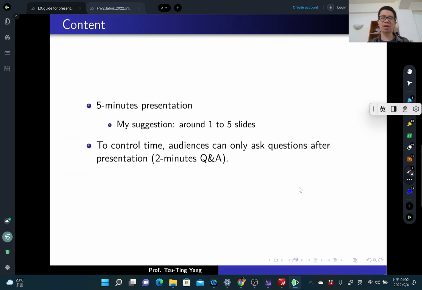And it is a 5-minute presentation. My suggestion is that you make just 1 to 5 slides. Keep it short, because you don't need to present too much information. To control time, the audience can only ask questions after the presentation. We will have 2 minutes of Q&A, so during the presentation, people cannot ask questions.